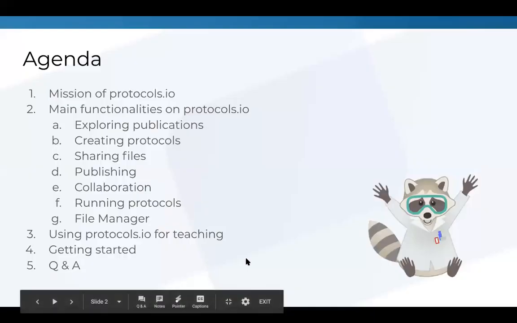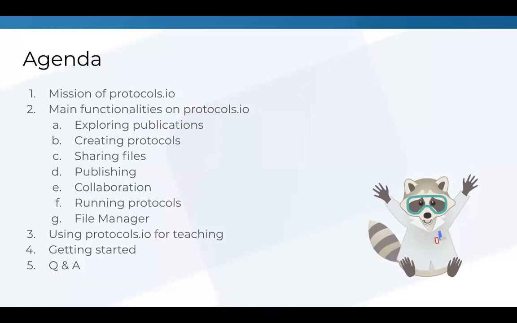The agenda for today is I'm going to tell you a little bit what our mission at Protocols.io is, and then I'm going to walk you through the main functionalities on Protocols.io, which includes how can you explore publications, how can you create your own protocols, how do you share protocols and files with others, with collaborators or students. Then I'm going to show you how to publish protocols, how to do group collaboration and collaboration in general on Protocols.io. And then I'm going to show you our running functionality, and the last functionality, our file manager.